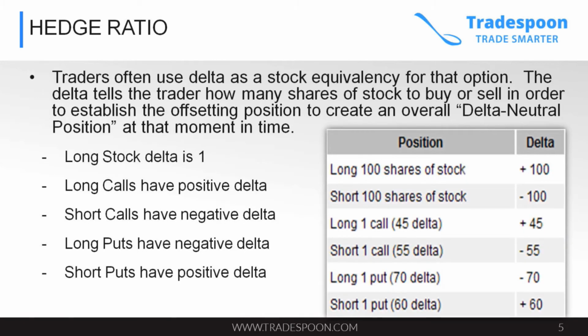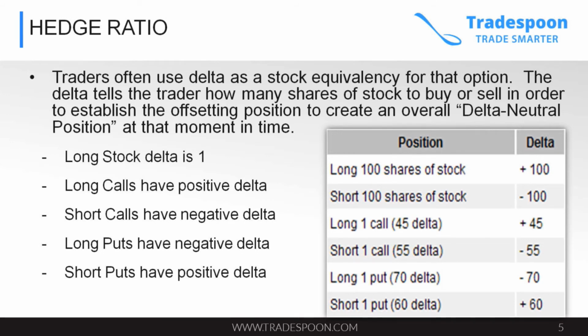Let's look at the hedge ratio. Traders often use delta as a stock equivalency of that option. The delta tells the trader how many shares of stock to buy or sell in order to establish the offsetting position, to create an overall delta neutral position at that moment in time.